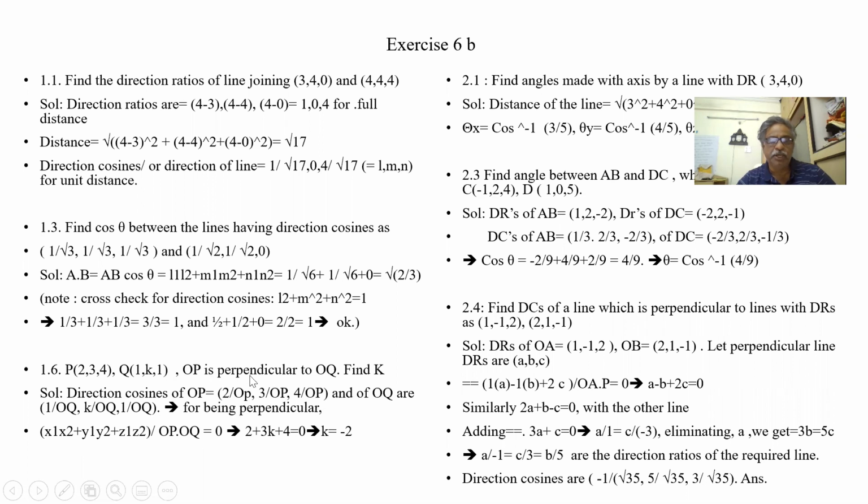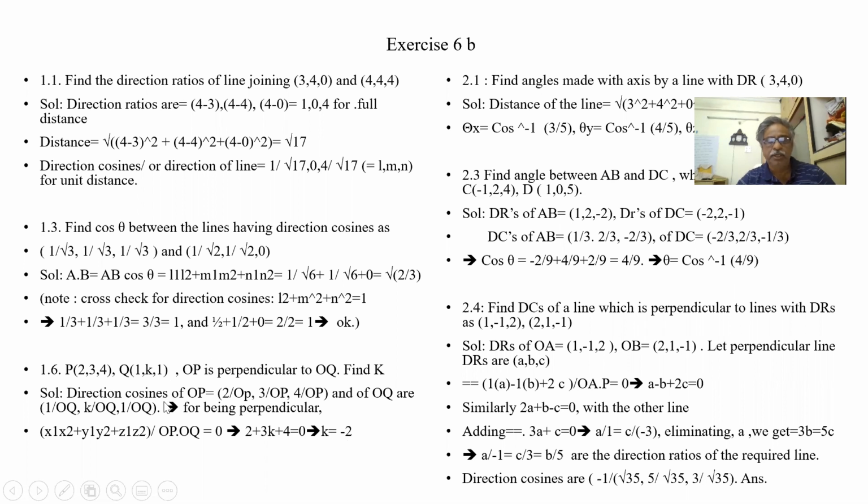So what is the dot product of A and B? It is 2 by OP into 1 by OQ. So 2 by OP OQ plus 3 by OP OQ plus 4 by OP OQ. This is K, no? 4K, this is K. 3K by OP OQ. So OP OQ goes to the other side, 0. So 2 plus 3K plus 4 is equal to 0. So K is equal to minus 2.